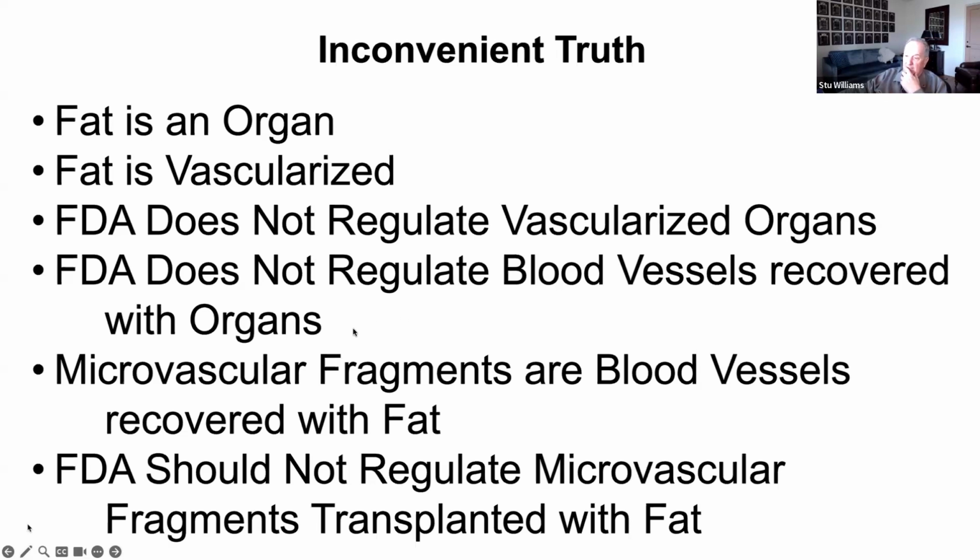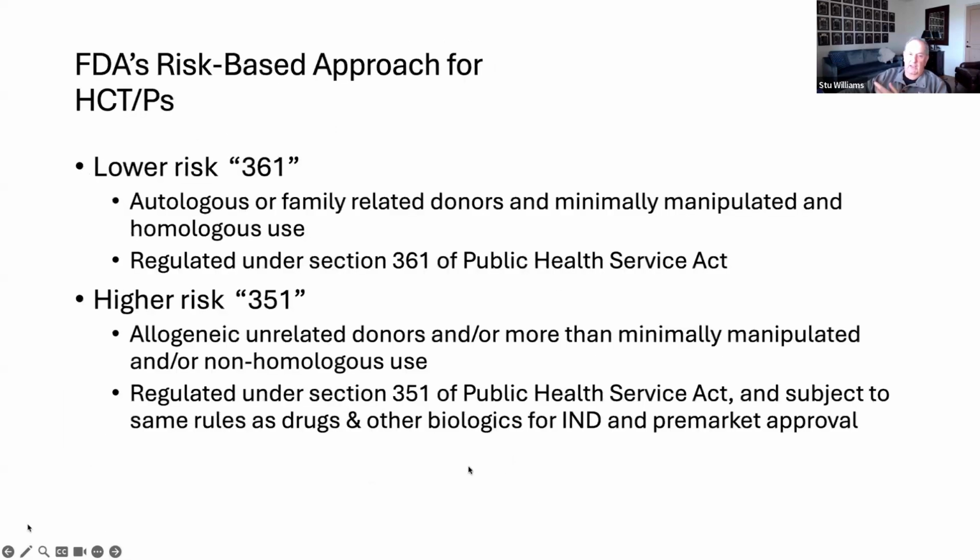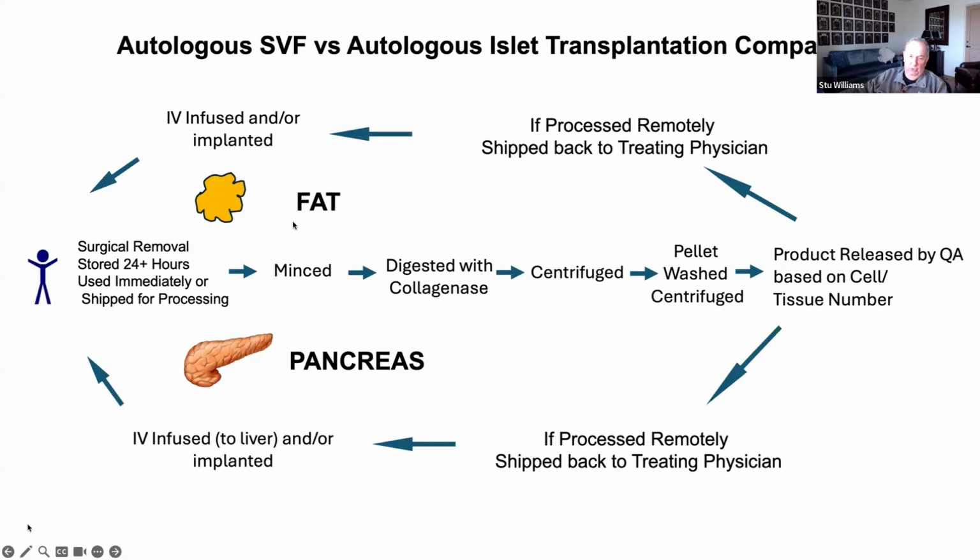This came from HRSA and FDA getting together and recognizing that when people isolate a kidney, they will bring blood vessels with it, or they'll pull saphenous vein. They shouldn't be in the field of regulating those blood vessels. Well, microvascular fragments from fat are blood vessels, so they shouldn't be regulating microvascularized fat. We'll see how that flies with FDA. FDA's risk-based approach for HCT/Ps: lower risk 361, higher risk 351. So we'd like to be in the 361 field, but for fat, the FDA is pushing us into a highly regulated process to get fat-derived cells.